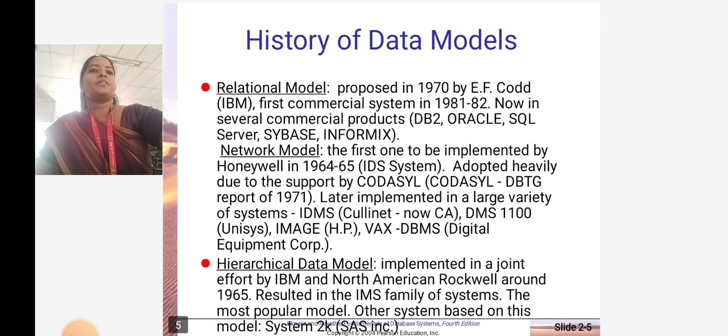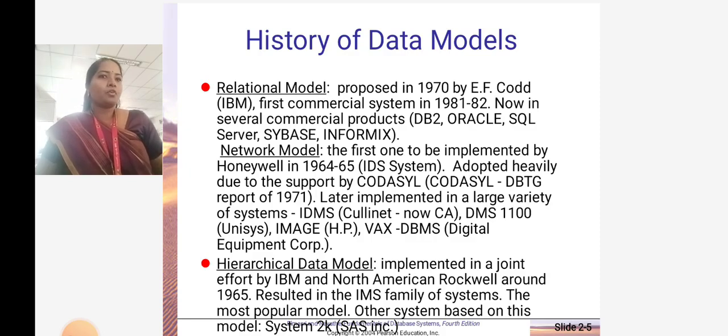So, history of the data models. First, it can be subdivided into relational model, network model, hierarchical data model, etc. So what is the relational model? It was proposed in 1970 by E.F. Codd, with the first commercial system in 1981 to 82.